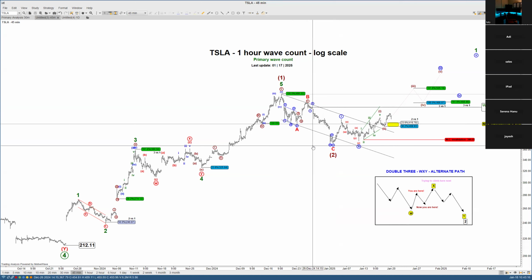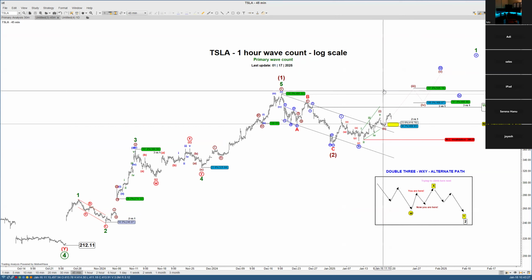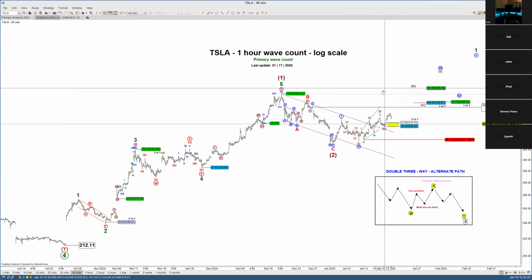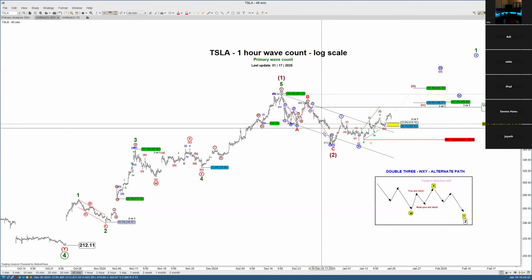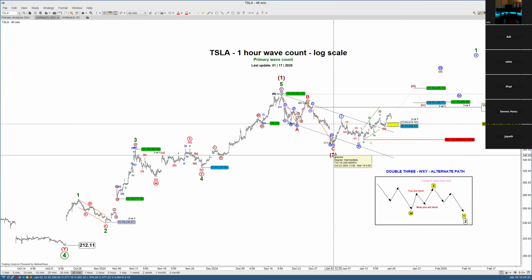I wish every correction was like this. So you can just make a five-way move up, make a counter trend down, three-way, done with it, and boom, there we go. The question now is, if this is all of a zigzag in two, now what we need is five and three.